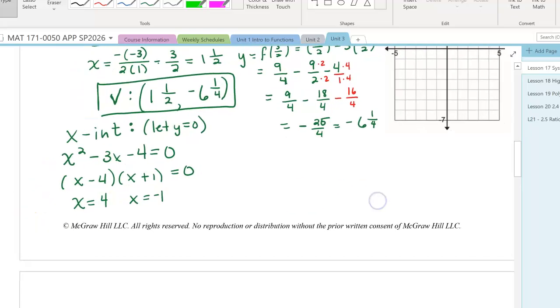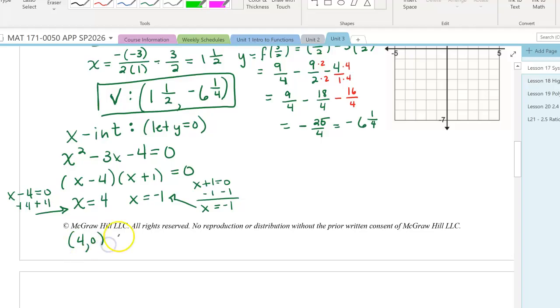So I guess I could do the preliminary step here. x minus 4 equals 0, and if you add 4 to both sides, that gives you x equals 4. And x plus 1 equals 0, and if I subtract 1 from both sides, that gives me x equals negative 1. So there's 2 more points on my parabola: 4, 0 and negative 1, 0.